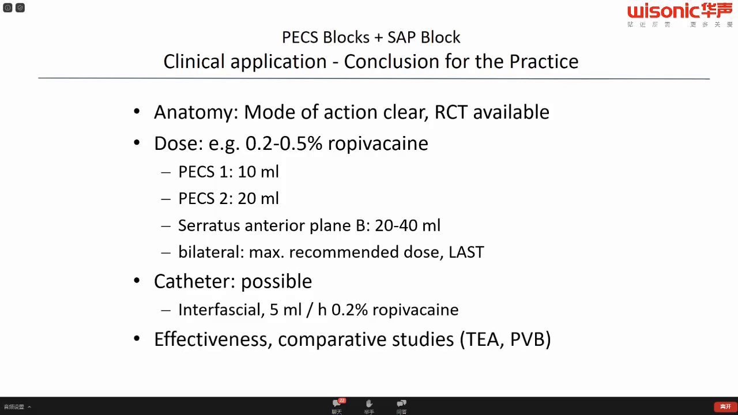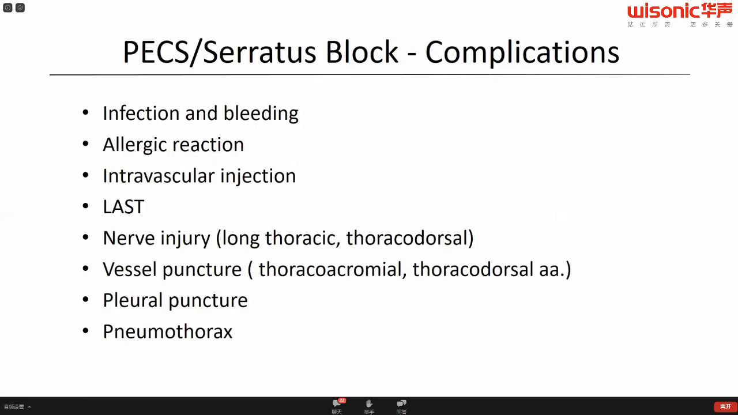The block is very effective. We have comparative studies with thoracic epidurals and paravertebral blocks, and the complication rate is rather low. Complications are allergic reactions, intravascular injections, LAST if you do a bilateral block. Nerve injury is rare because in the plane where you inject the local anesthetic are the long thoracic or the thoracodorsal nerves. Vessel puncture should also be very rare because you should know where the tip of the needle is, and then you should avoid any kind of vessel puncture. And also pleural puncture or neurotoxicity are very rare complications.